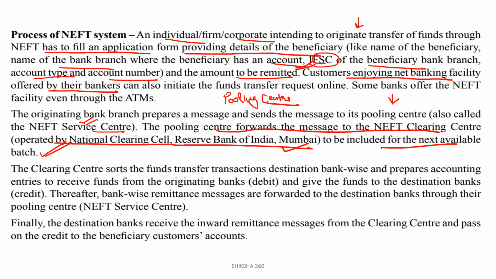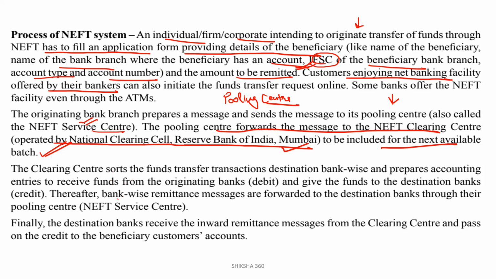The clearing center sorts the fund transfer transactions destination bank wise and prepares accounting entries to receive funds from the originating bank, that is debit, and to give the funds to the destination bank, that is credit. From the originating bank the funds are debited, and the destination banks are credited here.